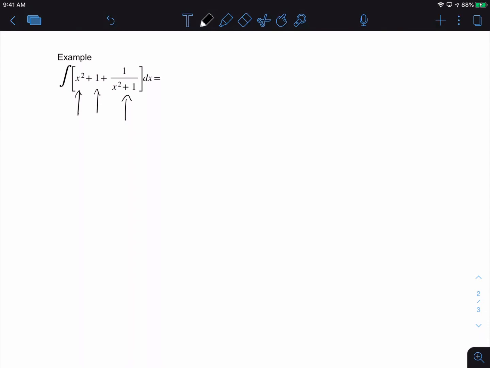There's the x squared part, there's the constant 1, and then there's this fractional piece here. So I'm going to break this up into 3 different parts. So I'm going to have the integral of x squared dx, the integral of 1 dx, plus the integral of 1 over x squared plus 1 dx. Each one of them has to have the dx, and we have to go through this process.